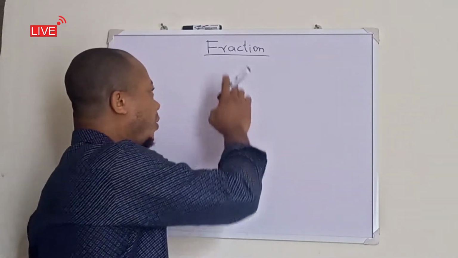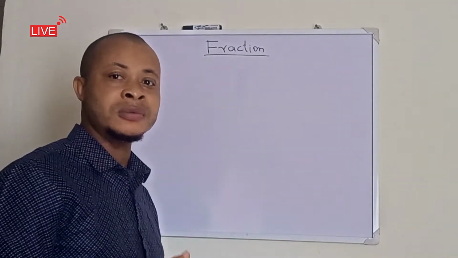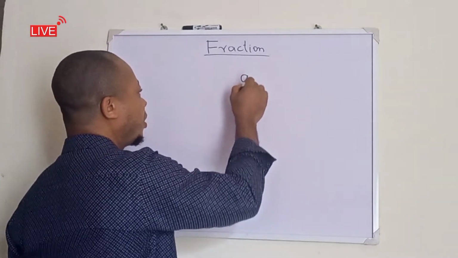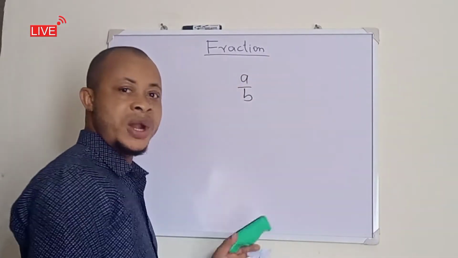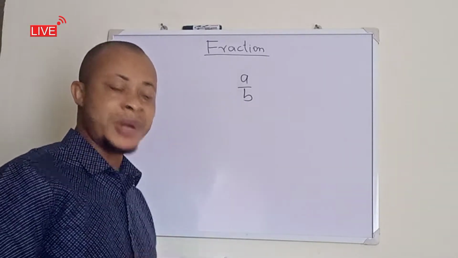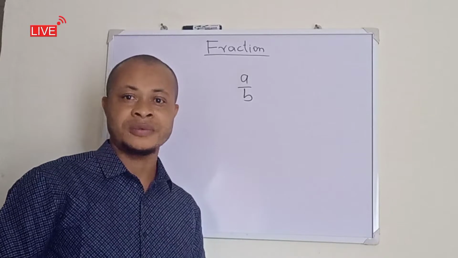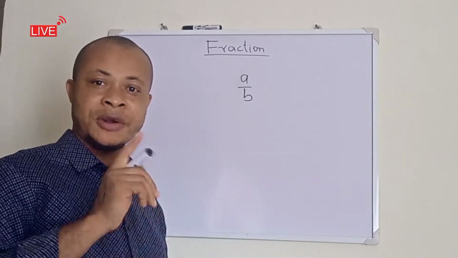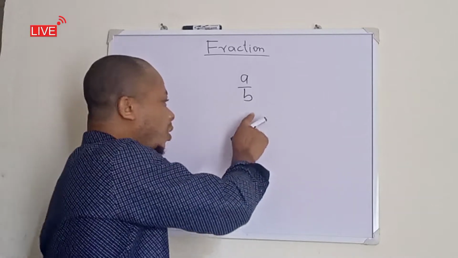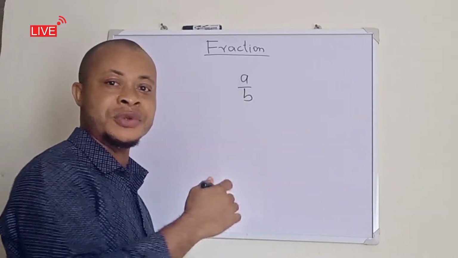Alright, now when we talk about fraction, we mean a number in the form of a over b. Whenever you see a number in the form of a over b, that number can be called a fraction. But there is a condition which a fraction must meet before we can certify that number to be a fraction.